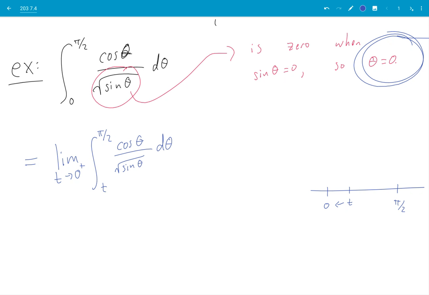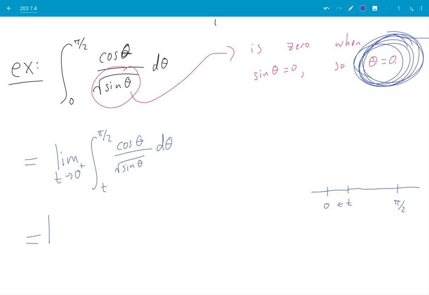Okay, so I'll repeat. You take your interval from 0 to pi over 2. T goes in the middle, and then it's moving towards my problem spot. So I can see by looking here that T is approaching 0 from the right, so I put a plus right there. And again, worth half a mark.